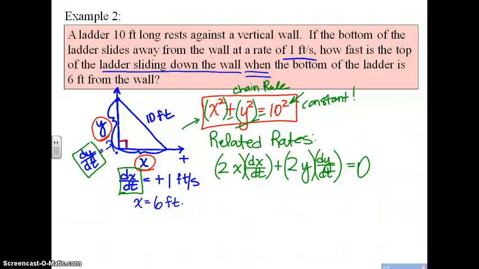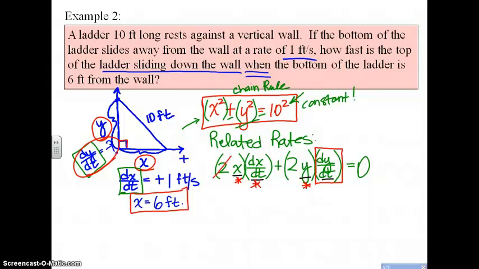Now I've got to find all the players. I have 4 variables. I have x, I have dx/dt, I have y, and I have dy/dt. Now, the one that they're asking me for is dy/dt. This one is the one that I want to solve for. So I better have a value for all the rest of these variables. That's the only way I can solve for dy/dt and actually answer this question. Well, I know what x is. They told me. They want to specifically know when x is 6 feet.